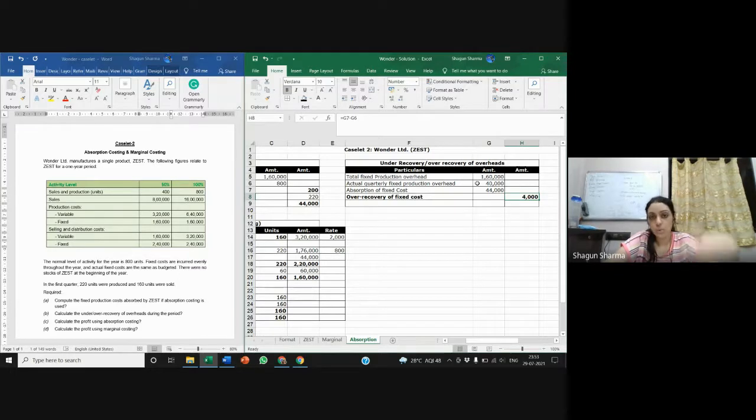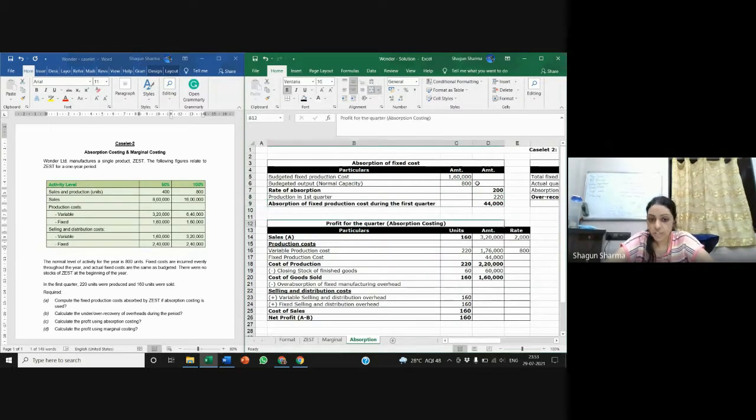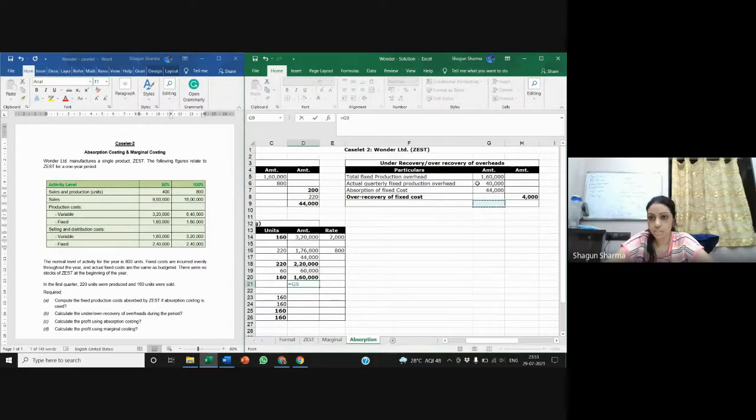Now, whenever there is over absorption, you deduct that amount from your cost because you charged something extra which you should not have. All right. So after making the closing stock adjustment, we will subtract the over absorption, which is this 4,000, which is 44 minus 40. Okay.